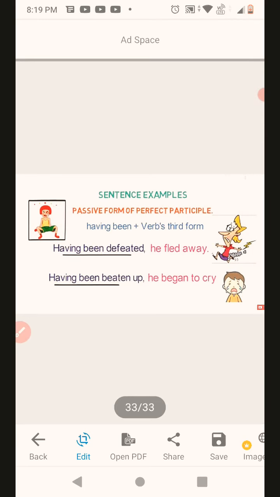So this was all about your non-finite verbs. Like non-finite verbs, children, all the three forms, I hope they are clear: gerunds, infinitives as well as participles. Hope, children, you have understood. Fine, children, by this we end our topic.